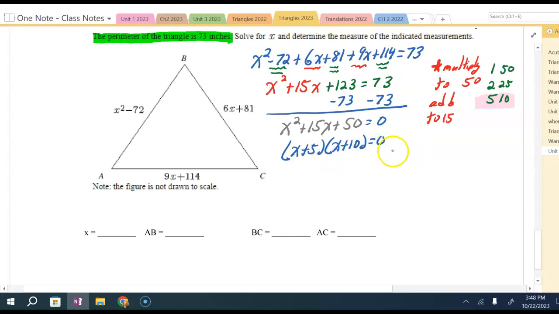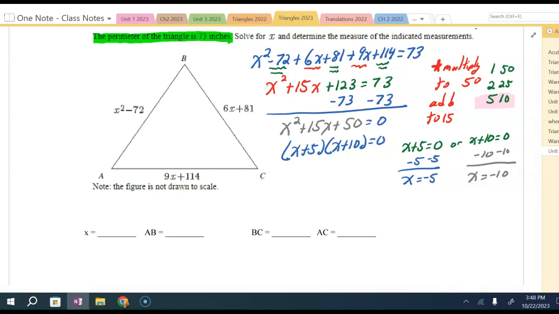And the next step is to set each piece equal to 0. So x plus 5 is 0, or x plus 10 is 0. We'll subtract 5 from both sides. So x is negative 5. And in the other problem, we'll subtract 10 from both sides. So x is negative 10. So this particular quadratic equation has two solutions.